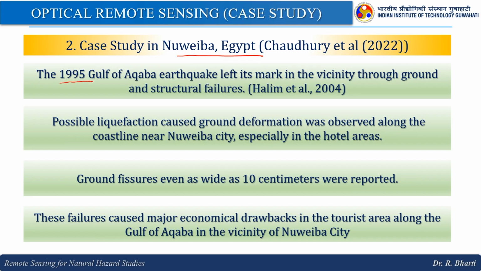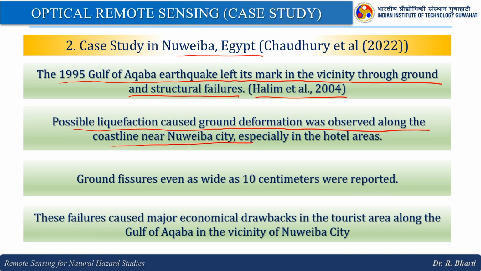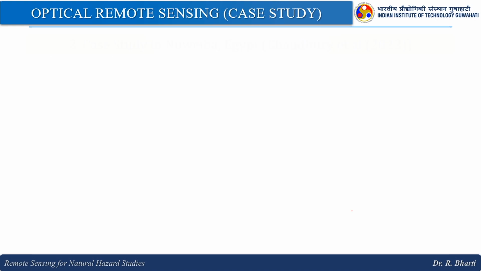So, the 1995 Gulf of Aqaba earthquake left its mark in the vicinity through ground and structural failure. This is from Hallim et al. 2004. Possible liquefaction caused ground deformation was observed along the coastline near this particular city, especially in the hotel areas. Ground fissures as wide as 10 centimeters were reported. So, this was huge. These failures caused major economic drawbacks and a decrease in tourism, right.